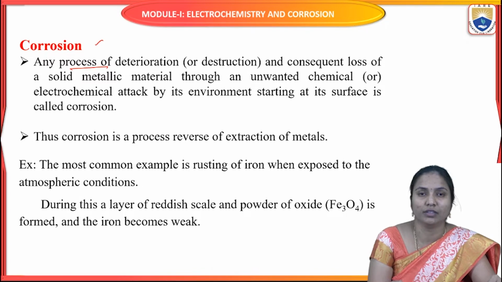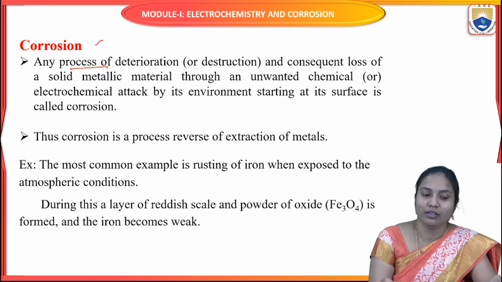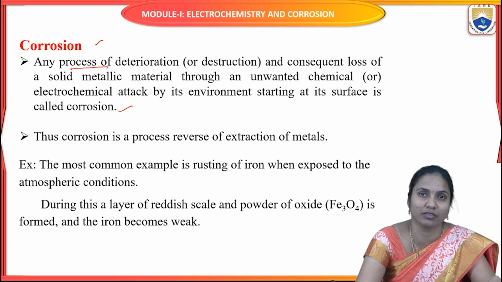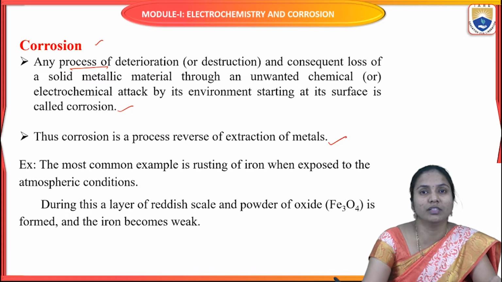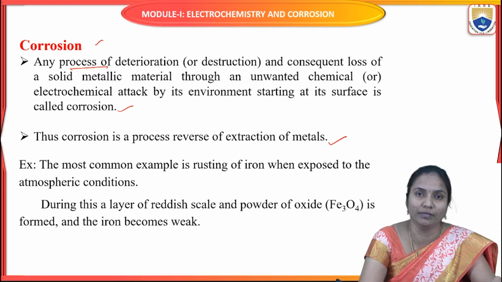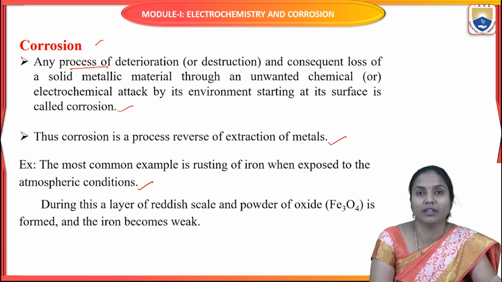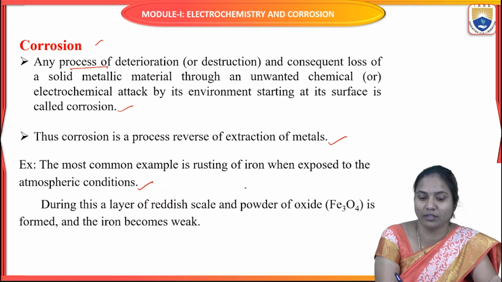So when the metal interacts with these environmental gases or atmospheric conditions on its surface, it undergoes corrosion. Any process of destruction or deterioration or loss of metal by attacking environment or atmospheric gases on the metal surface is called corrosion. Corrosion is a process that is the reverse of extraction of metal. The most common example is rusting of iron. Iron interacts with atmospheric oxygen and forms iron oxide.